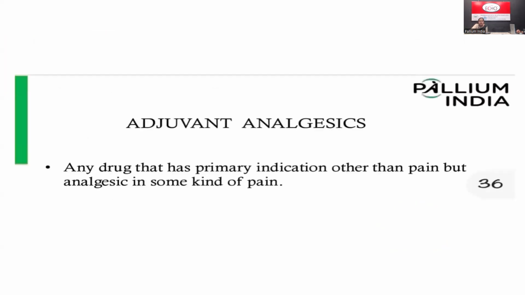Coming to the adjuvant analgesics. What is an adjuvant? It is any drug that has a primary indication other than pain, but has some kind of analgesic action. For example, we can take amitriptyline, a tricyclic antidepressant whose primary indication is as an antidepressant, but that has an analgesic action.